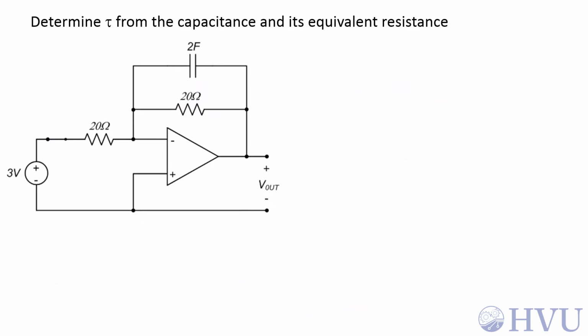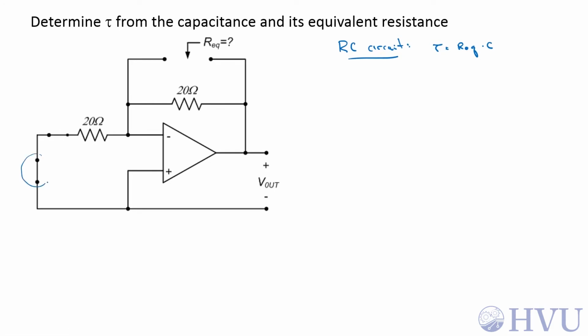Now let's go back and try to use the equivalent resistance seen by the capacitor to determine tau. So let's find tau from the capacitance and its equivalent resistance. This is an RC circuit. So tau is equal to Req times C. We just have to figure out what Req is. Now, to find Req, we kill the independent sources. So the voltage source is going to become a short circuit here. Now we have to figure out what the equivalent resistance is seen by the capacitor, essentially the Thevenin resistance.